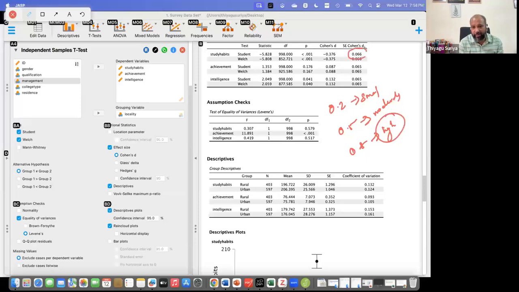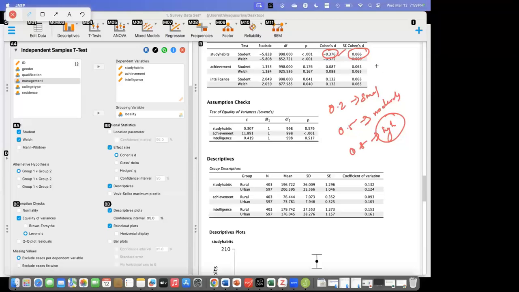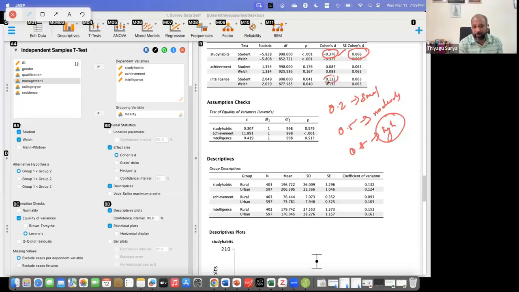So in this case, what does it come to? 0.006. Sorry, this is the Cohen's value. Don't be worried about this sign. Because of the mean, for example, rural is better than urban, the negative symbol comes based on the numbers. Don't look at the symbols, take the magnitude. Therefore, 0.3 is a small effect. This one is moderate. 0.13, small effect. So within 0.2 you can call it small effect.